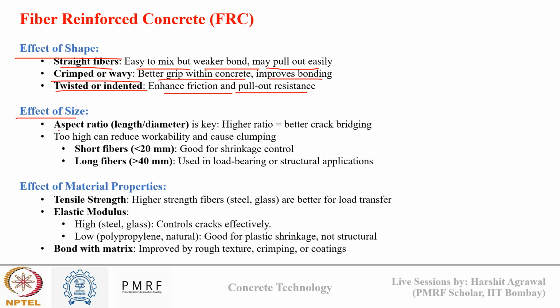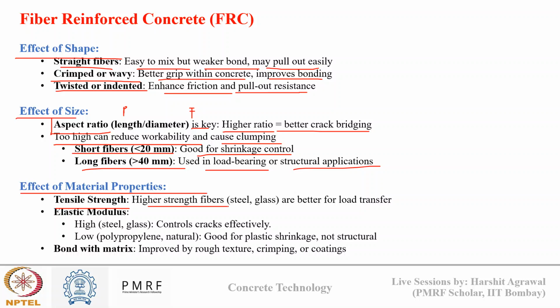Effect of size. So when we talk about size, we talk about aspect ratio, the length to diameter. So length of fiber to the diameter of fiber. It is a key property when we talk about a fiber reinforced concrete. So if there is a higher aspect ratio, we say there is higher crack bridging. Okay. However, too high can reduce the workability and cause clumping. Okay. So shorter fibers are good for shrinkage control, while longer fibers are used in load bearing and structural application.